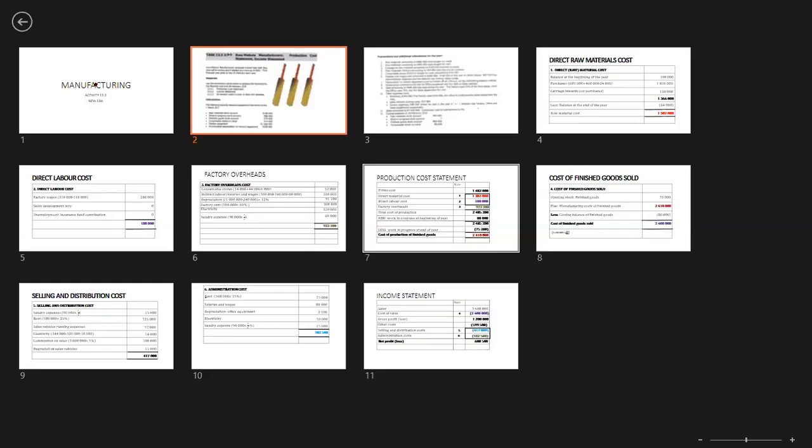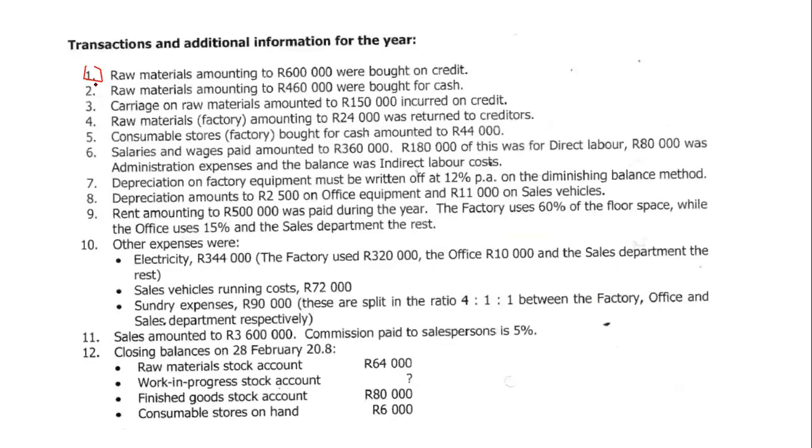Where does it go? It goes to our net purchases. Where does it go? In our direct material cost, under what? The second one we also add in our direct material cost, under our net purchases. And this one here?